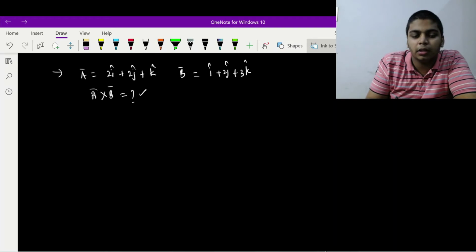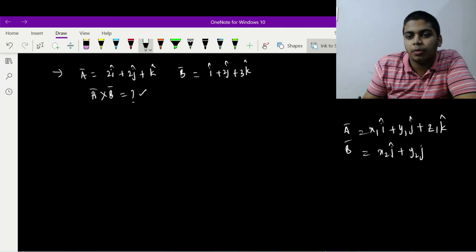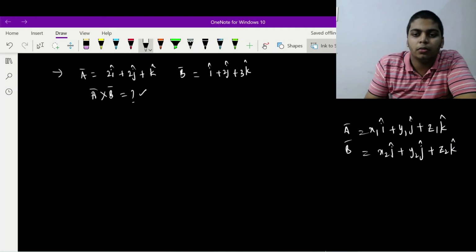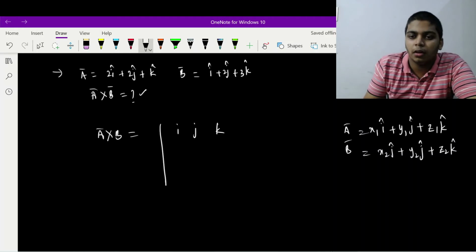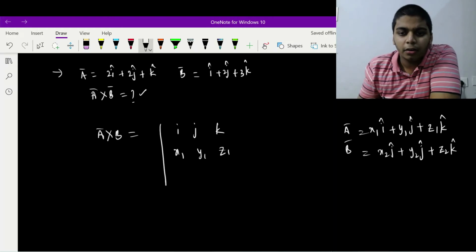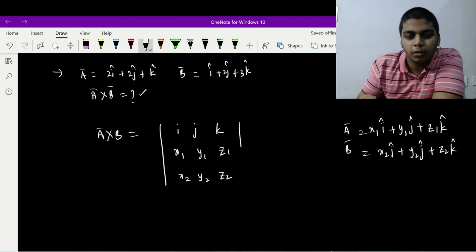In general, if you have two vectors a bar and b bar, where a bar is x1 i cap plus y1 j cap plus z1 k cap, and b bar is x2 i cap plus y2 j cap plus z2 k cap, then a bar cross b bar has a formula: you evaluate the determinant of i, j and k, then x1, y1 and z1, all the coefficients of i cap, j cap and k cap of a bar, and x2, y2 and z2, the coefficients in b bar. So this is your general formula for cross product.